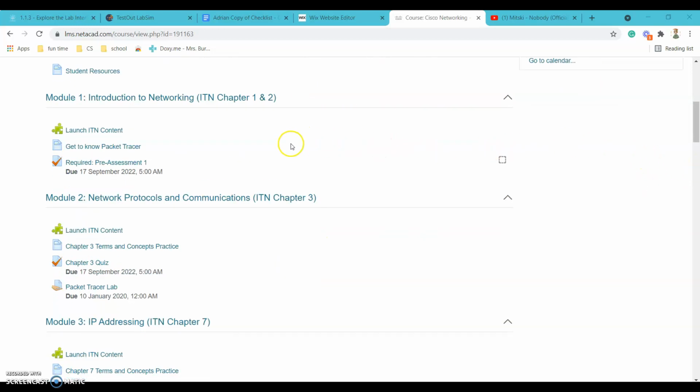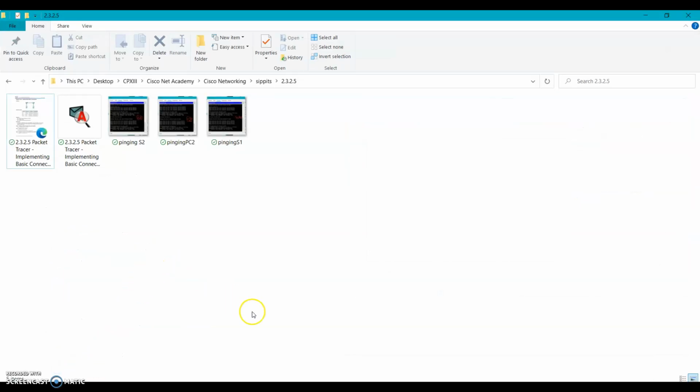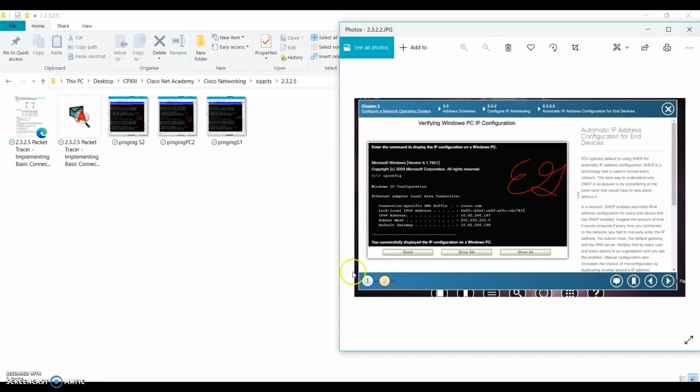So, when we last left off, we were doing chapters 1 and 2, which was an introduction to networking. It worked a lot with pinging and IP configuration, things like that. Just kind of immersing yourself into the world of Packet Tracer and learning the basics.